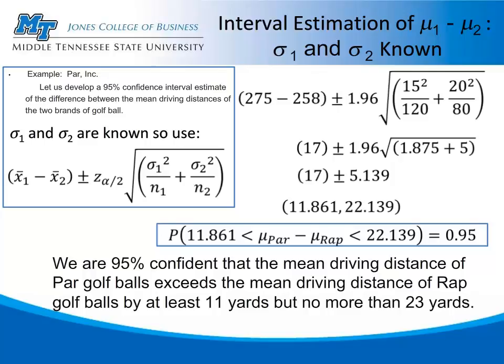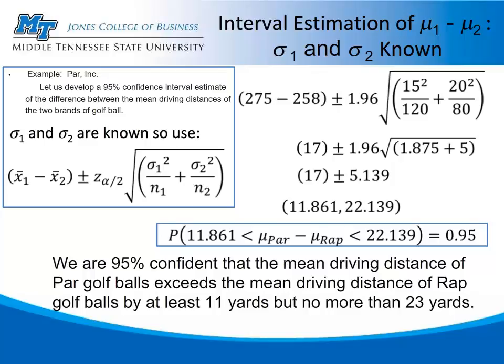So we get 15 squared over the sample size for the par group, which was 120, plus 20 squared over 80. 20 was the population standard deviation for the wrap group. And we just go through there and do the arithmetic, and the lower bound becomes 11.861, and the upper bound is 22.139. So we are 95% confident that the difference of the population means is somewhere in that range.